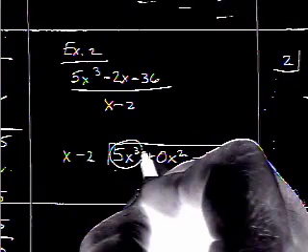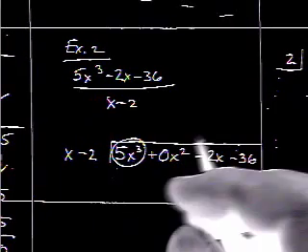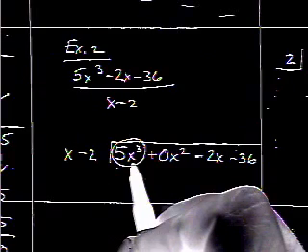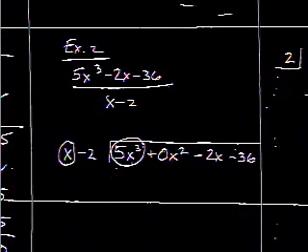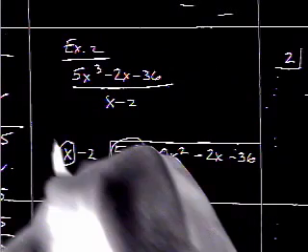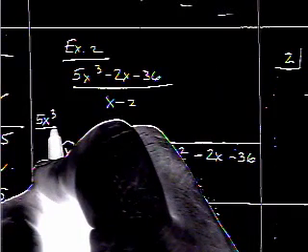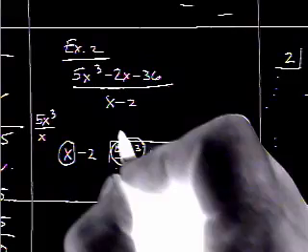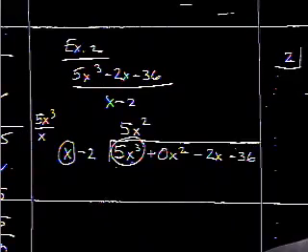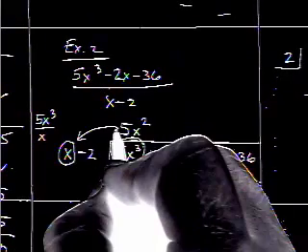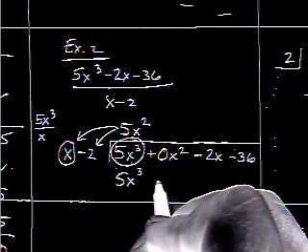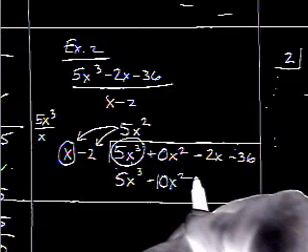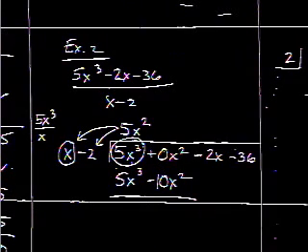So I'm going to take the first term and divide it by the first term over here. 5x cubed over x gives me 5x squared. Then I distribute that to both of those, giving me 5x cubed minus 10x squared.